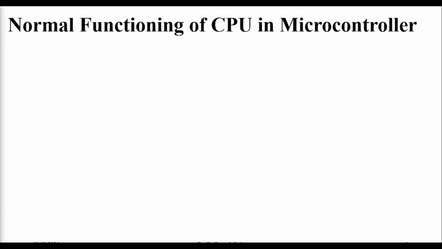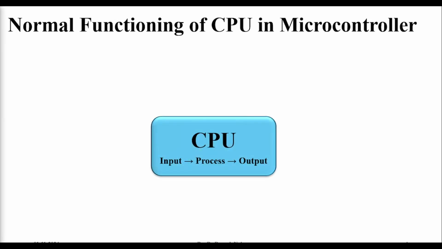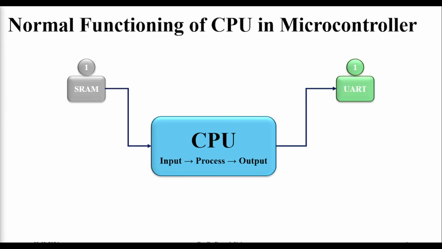So what is the normal functioning of the CPU in a microcontroller? We know that the CPU's basic task is to take input, then process the data, and then provide the output. The most important part here is processing, so the CPU should be used more for processing purposes. In general, for example, if there is something in the memory, say SRAM in this example, and we want to print that data on UART, the CPU can read the data from the SRAM and then send it to UART for printing.